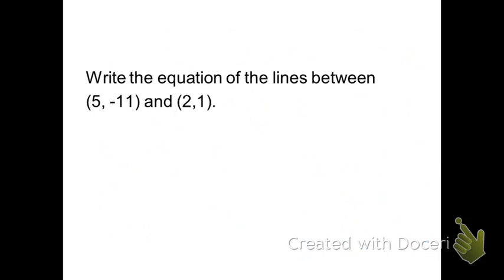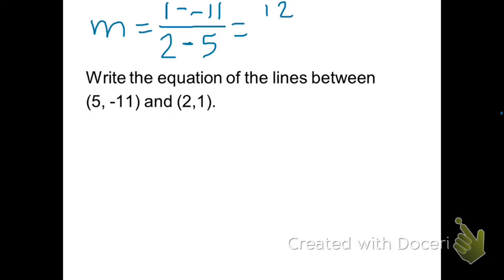Alright, well remember, the first step is to find the slope. We're going to do that by using the slope formula. So in this case, I can say 1 is my y2 minus negative 11, which is my y1, over 2 minus 5. When I simplify this, 1 minus negative 11 would be 1 plus 11, which is 12, over 2 minus 5, which is negative 3, and that will simplify out to negative 4.